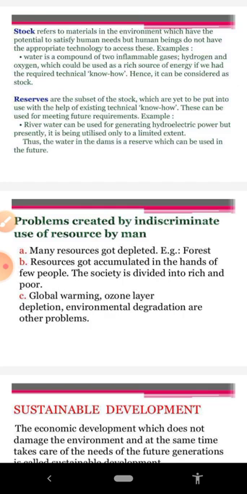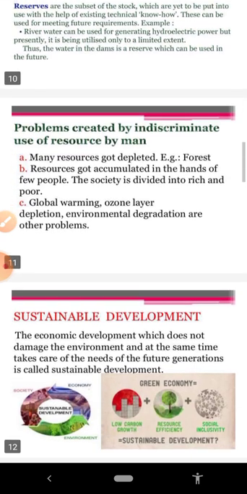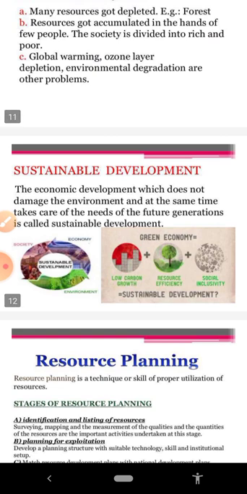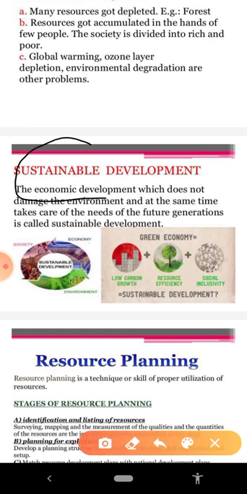After that, we will discuss sustainable development. Sustainable development means development should take place without damaging the environment, and development in the present should not compromise with the needs of the future generation.